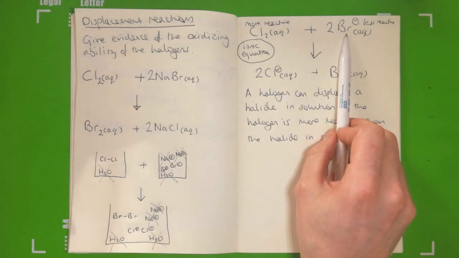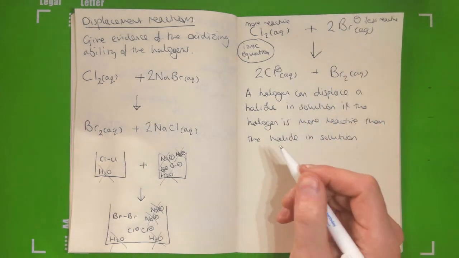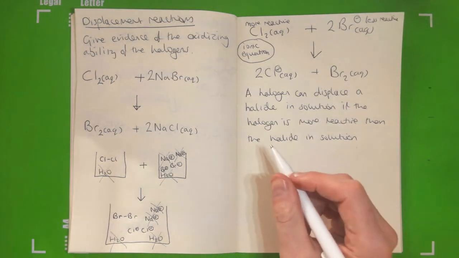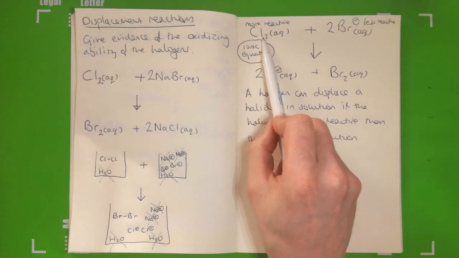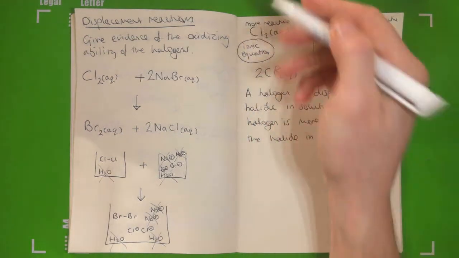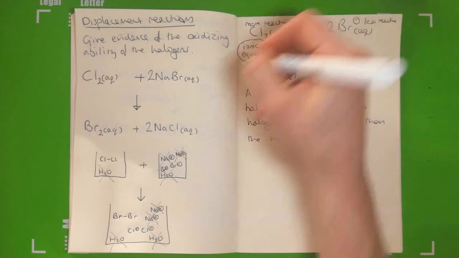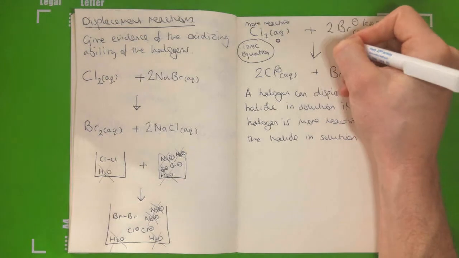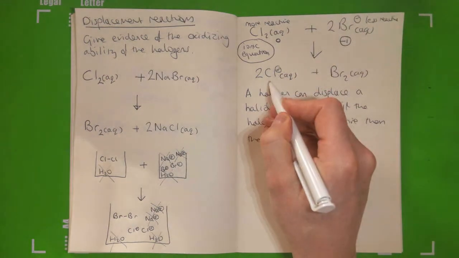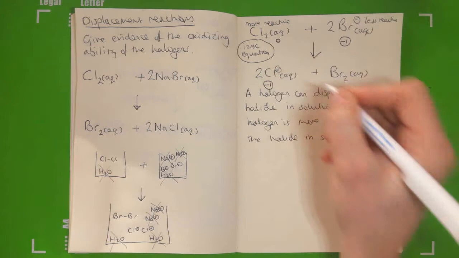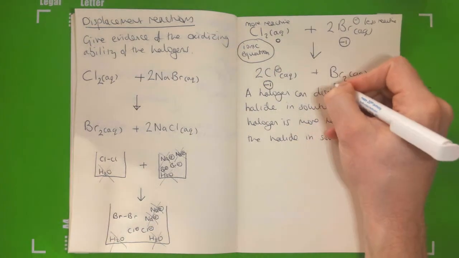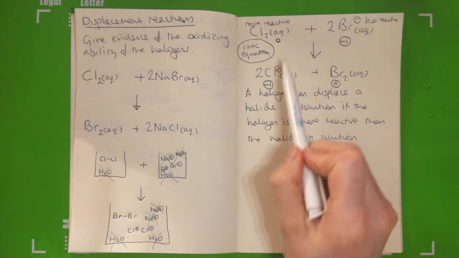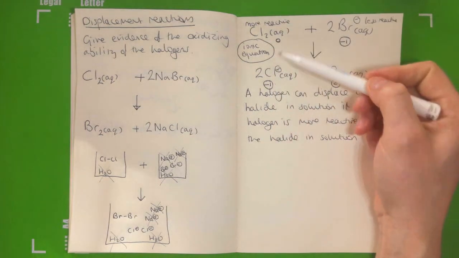Okay? Now, remember this is what we call a redox reaction, because it involves oxidation and reduction. So we can work out the oxidation state of the chlorine here. Remember, this is an element by itself, so the oxidation state is 0. Bromide here, the oxidation state is -1. Chloride, oxidation state is -1. Bromine here, the oxidation state is 0. So the chlorine goes from 0 to -1. So we're getting more negative there.